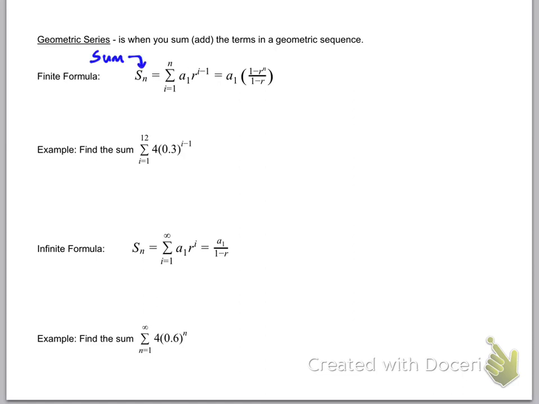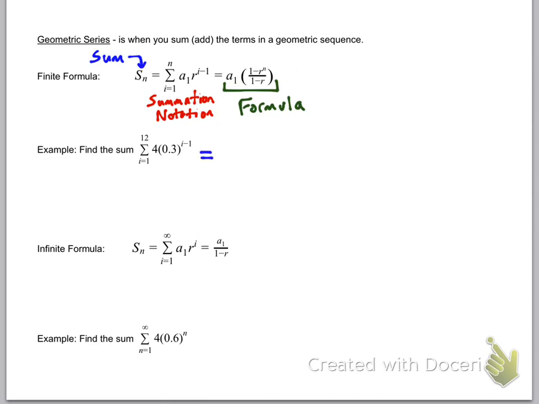So, first of all, with this formula, you need to know that S stands for the sum, just like it did in the others. That is summation notation, so you'll often see them written like that instead of them written all the way out. And the formula is right here: a sub 1 times this fraction, 1 minus r to the n over 1 minus r.